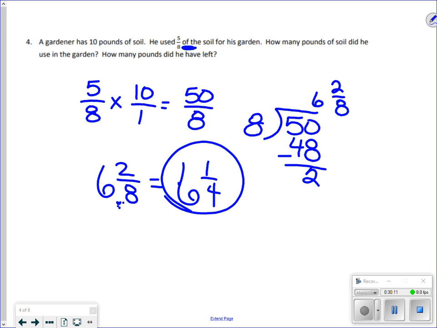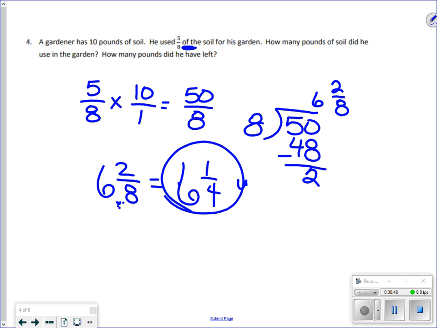So that's why I don't mark it wrong when you don't simplify your answer. I just write simplify beside it. Because when you run into a multiple choice test and you haven't simplified your answer, you're not going to see your unsimplified answer. You will not see 6 2/8. You will see 6 1/4. This is not incorrect, it's just not simplified.